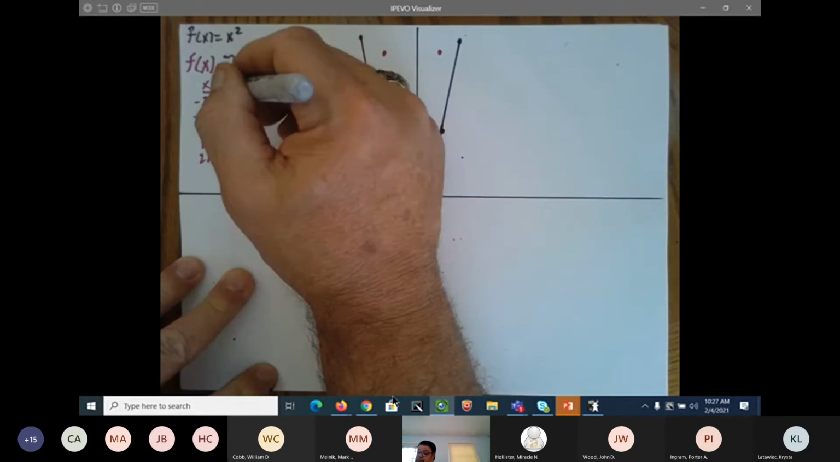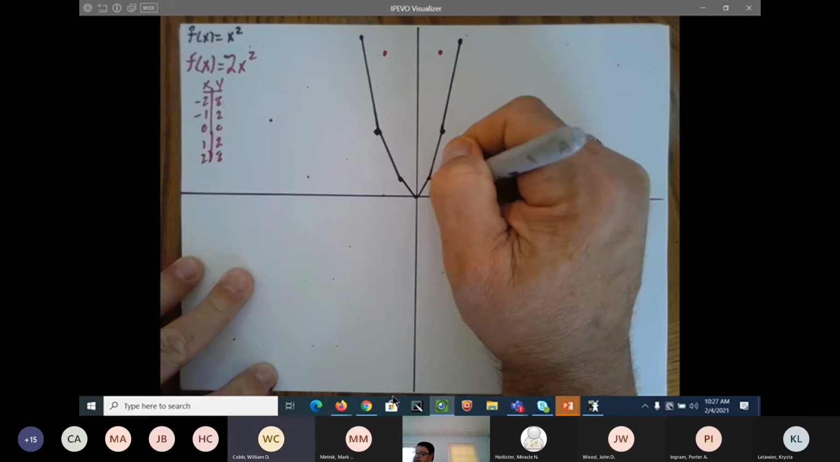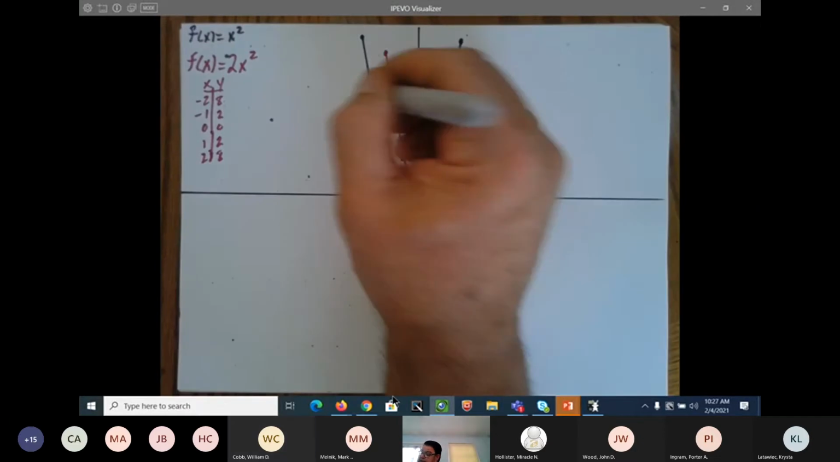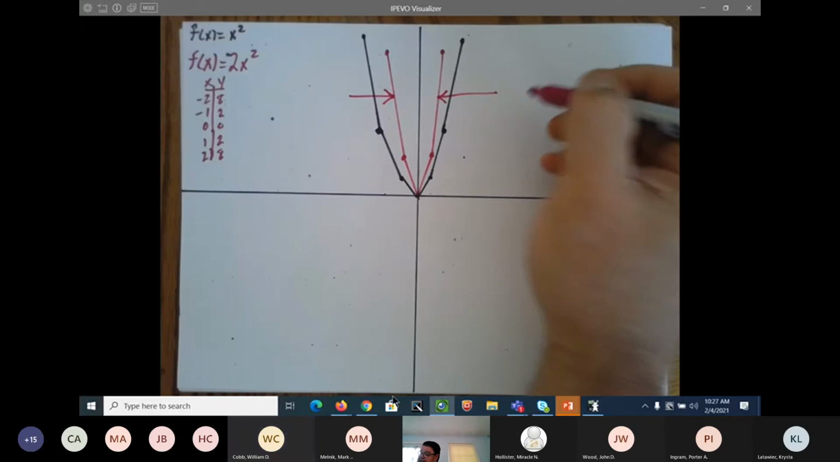So -1 and 1, 2. So there's 1 and 2 right about here, and -1 and 2 is about right there, and 0 and 0. So that parabola, again, it's not a V, it's a U, but I'm just showing you what's happening here. All right, now, if you compare the magenta with the black, what's happening? Well, the magenta is being compressed along the x-axis.